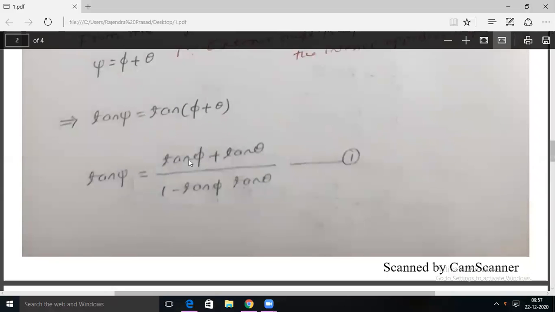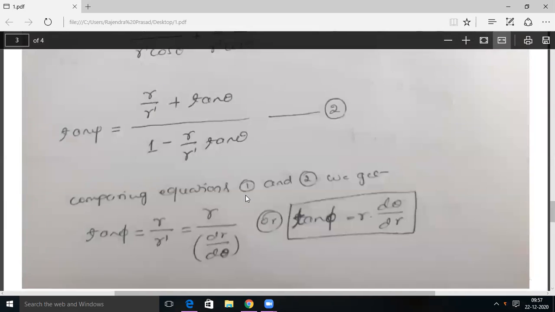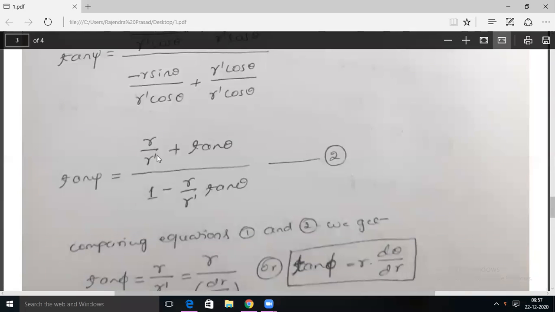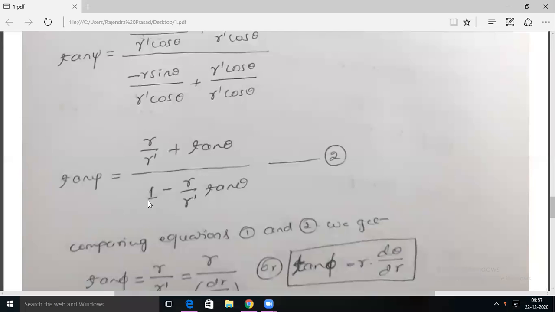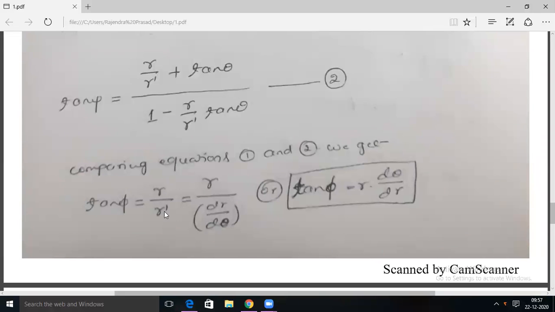Look, in place of tan phi, comparing equation number 1 and 2, in place of tan phi we have here r by r dash. So comparing equations 1 and 2, we get tan phi is equal to r by r dash. From 1 and 2 we can write tan phi is equal to r by r dash, because in place of tan phi we have r by r dash. So which is equal to r upon r dash.